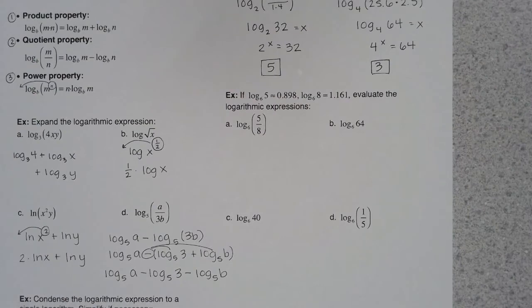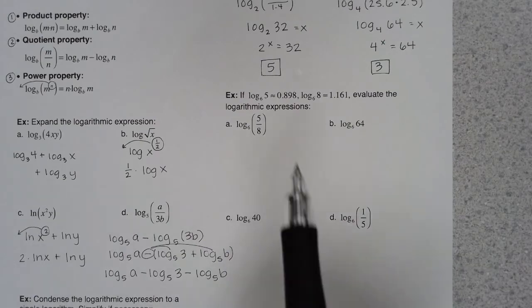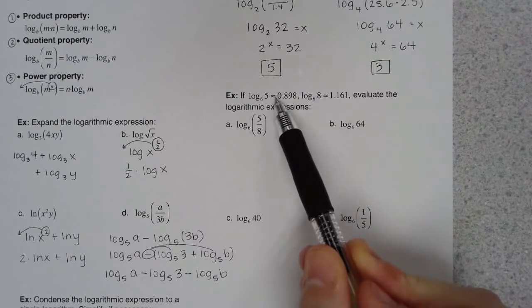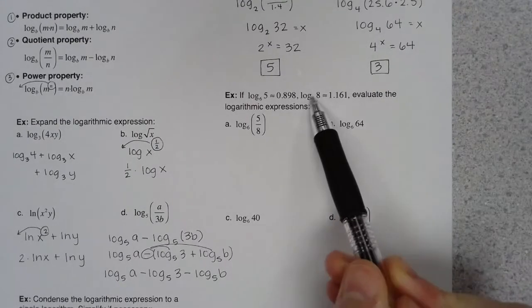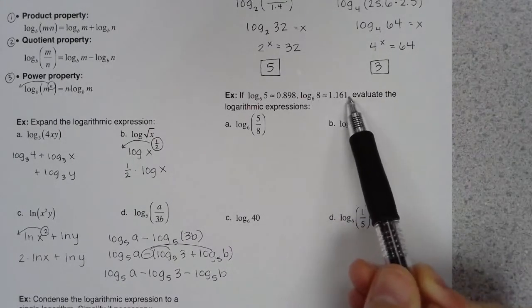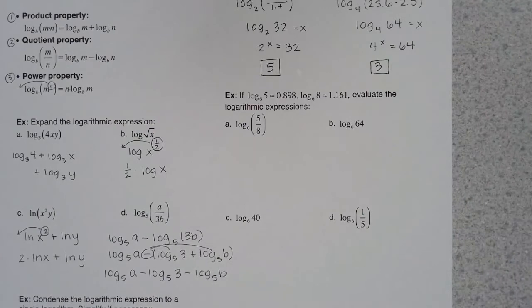This final example on the notes page is just giving you some extra practice with expanding logs. It tells you that log base 6 of 5 is approximately this value, and log base 6 of 8 is approximately this value. And it wants us to evaluate the logarithmic expressions that were given.